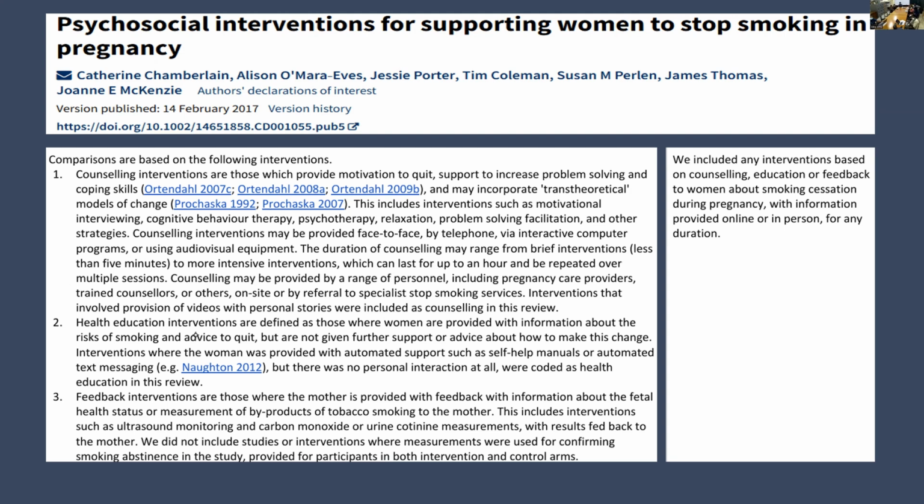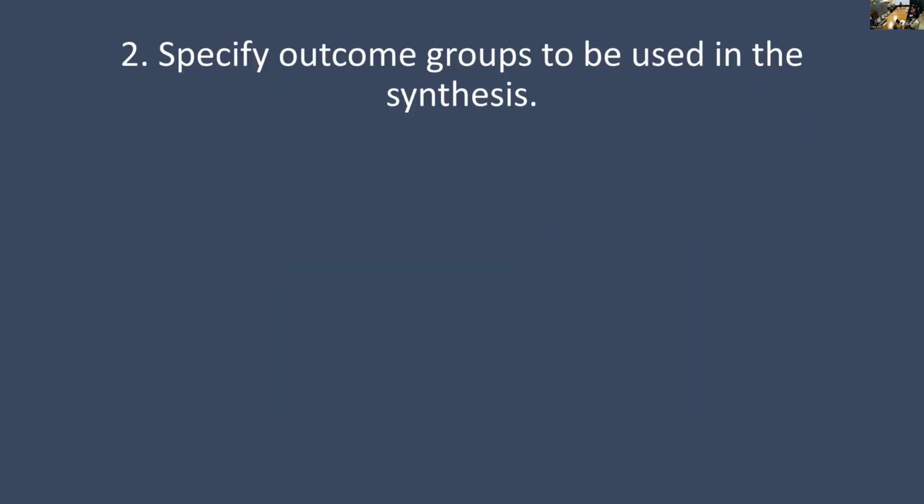Next thing is health education intervention. Those are where women are provided information about the risks of smoking and advice to quit, but are not given further support and advice about how to do this. They're just told that this will cause a problem. Feedback interventions are those where the mother is provided feedback with information about fetal health status. This includes interventions such as ultrasound monitoring. There's a stark difference; they may be saying the same thing at the end of it, but each of those points has been clearly and explicitly described. This is question 1.